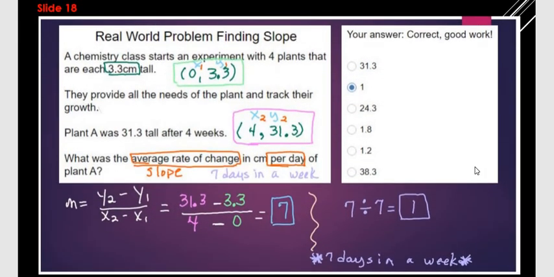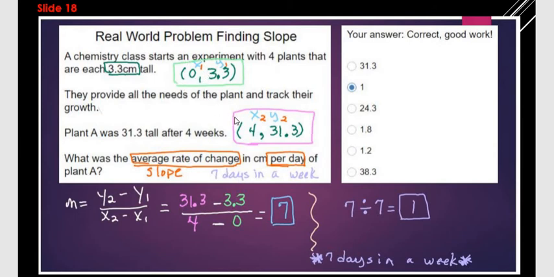Now, number 18, real-world problem solving, finding slope. So you have a chemistry class that starts an experiment with 4 plants that are each 3.3 centimeters tall. Write it as an ordered pair, and this is what it looks like. They provide all the needs of the plant and track their growth. Plant A was 31.3 centimeters tall after 4 weeks. Write this as an ordered pair. What is the average rate of change, which is talking about slope, in centimeters per day of plant A? Remember, there's 7 days in a week.